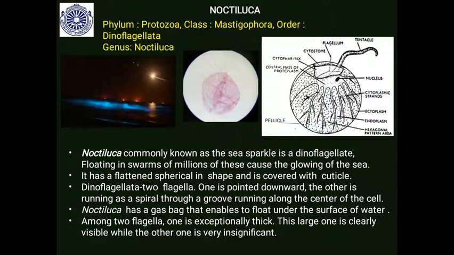The next one is the Noctiluca. Can you see here the sea shore where the waves are blue in color. This is near our own coast, near Surathkal. In September 2018 somebody photographed this one. So the sea looked like this at Surathkal beach. So what is this? It is very interesting.